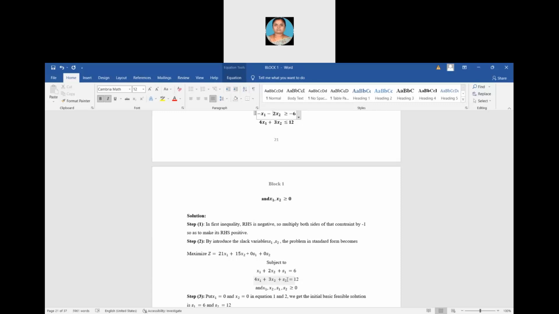And then you have to introduce these two slack variables in our objective function also. What is our objective function? 21x1 plus 15x2 plus 0s1 plus 0s2. This you have to introduce for our objective function also. So this is the thing you have to do here.